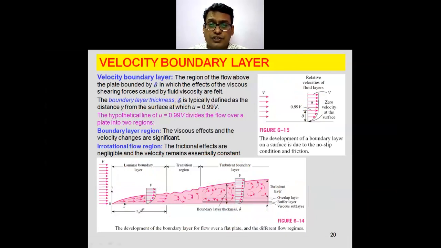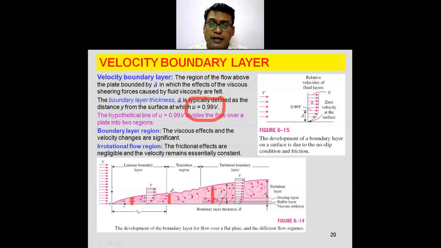Depending on the distance x, this boundary layer has different values of thickness. Here it is a certain delta, here a certain delta, here a certain delta. So this boundary layer thickness is going to vary with the distance x, and it is defined as u equal to 0.99 times u maximum or u average. So 99% of your u average attained is your boundary layer thickness.